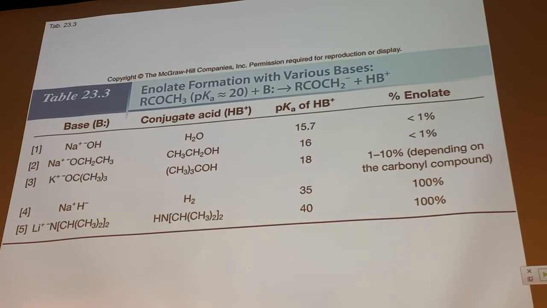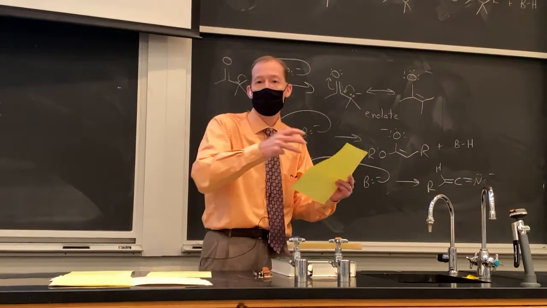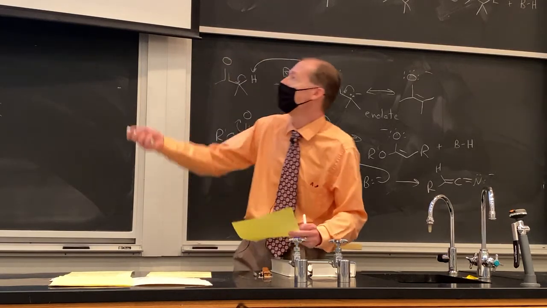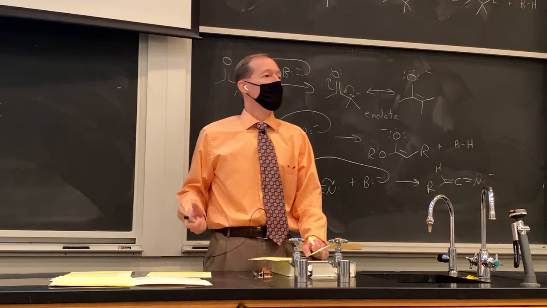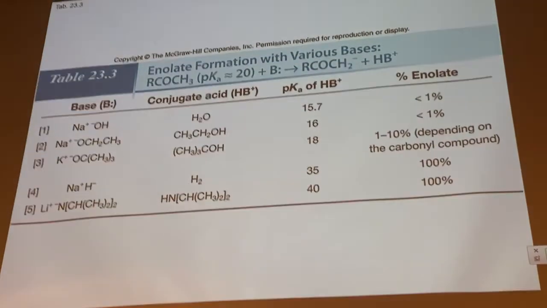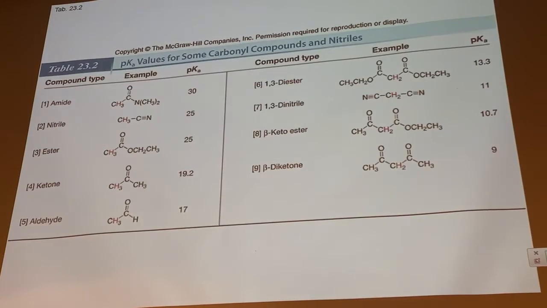Sometimes this is advantageous. In chapter 24, we will learn of cases where you only want a small fraction of the enolate, and you actually want a large amount of the aldehyde or ketone in solution. Okay, so in some cases, these bases are advantageous. You'll also notice, it's not shown in the table here, but these bases are capable of fully deprotonating 1,3-dicarbonyl compounds. If we go back to the previous table, we see our 1,3-dicarbonyl compounds. The weakest acid is the 1,3-diester with a pKa of 13.3.